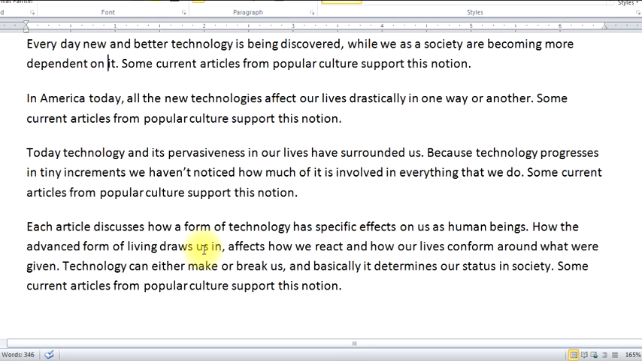How the advanced form of living draws us in." Now, advanced form of living. Our advanced form of living or the machine's advanced form of living? Now be careful with that because the machines aren't alive. "Affects how we react and how our lives conform around what we are given. Technology can make or break us and basically determines our status in society." There was a much more serious attempt here to try to pinpoint what those articles were saying, but still, whoever wrote this is still struggling with really grasping the essence that is going to connect those 5 articles.